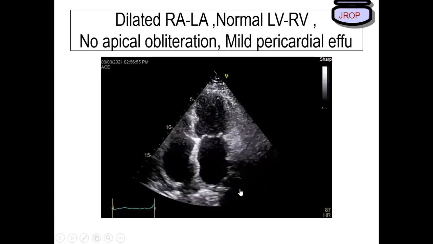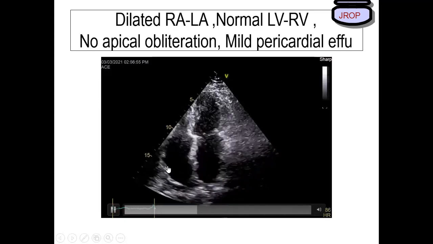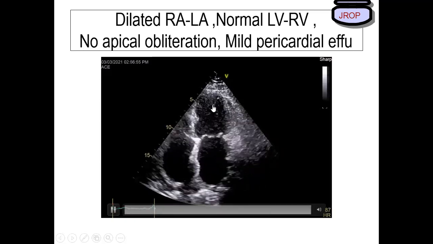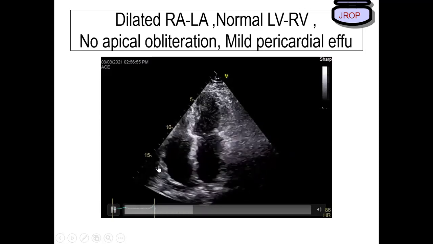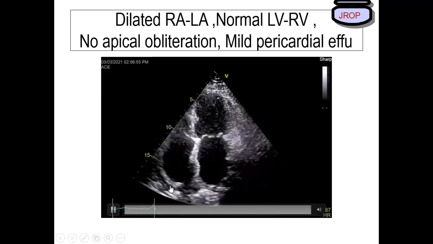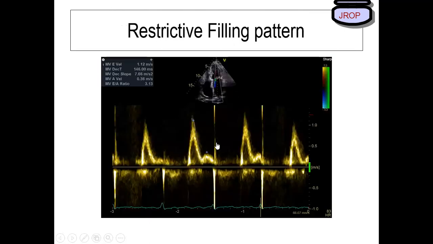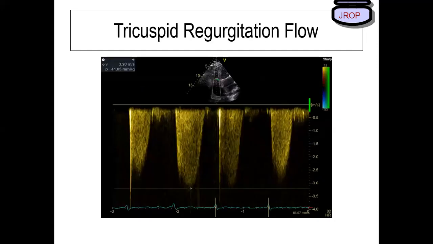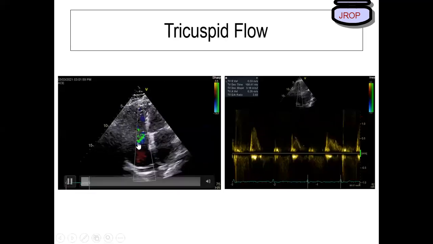But the most important thing is, look, the LA and RA, they are almost equal size. Normally, LA is bigger than RA. Yes, sir. And look at the LV function in 4-chamber view. This remains preserved. And there is a small amount of pericardial effusion seen over here. Once we switch on colors, we'll have some amount of mitral regurgitation and some amount of tricuspid regurgitation also.